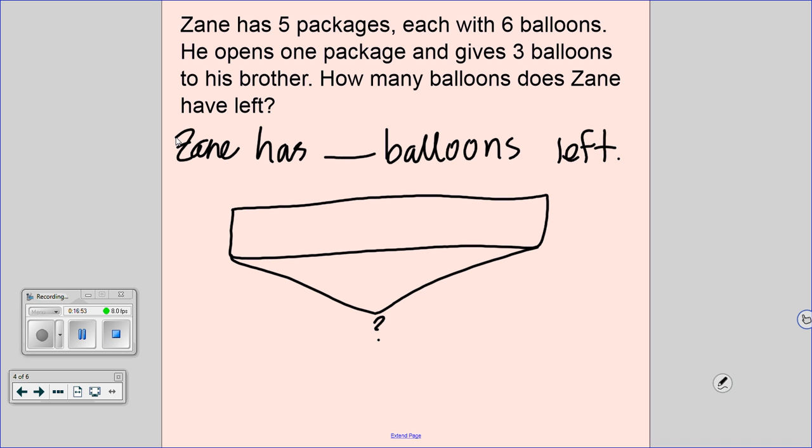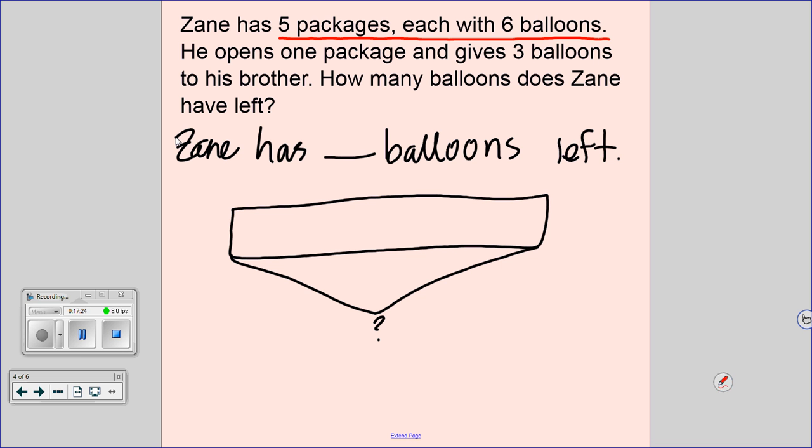There's five packages. Take one color, and I want you to underline that very first sentence. He has 5 packages, each with 6 balloons. How am I going to show that on my bar? How do I show 5 packages with 6 balloons in each? Naviana, what am I going to do?